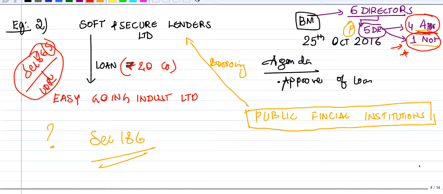Since the approval for the grant of the loan has not been sanctioned by the passing of a unanimous resolution at a meeting of the board with the consent of all the directors present at the meeting, the loan proposal is not in compliance with the Companies Act, because all the directors have not approved. So which section has to be written? Section 186 subsection 5.